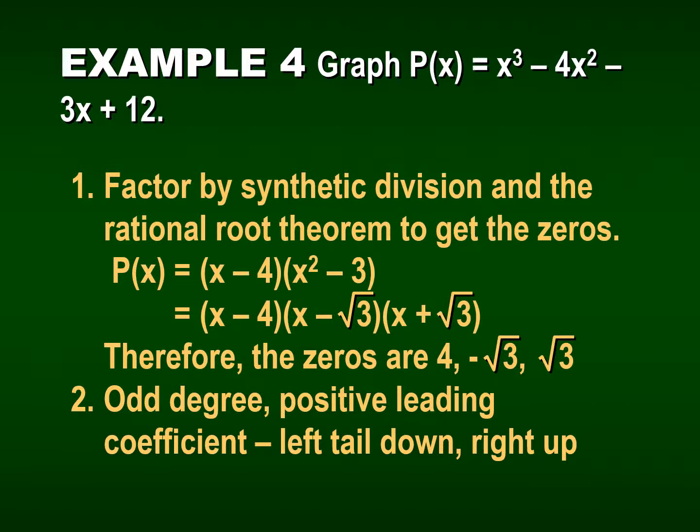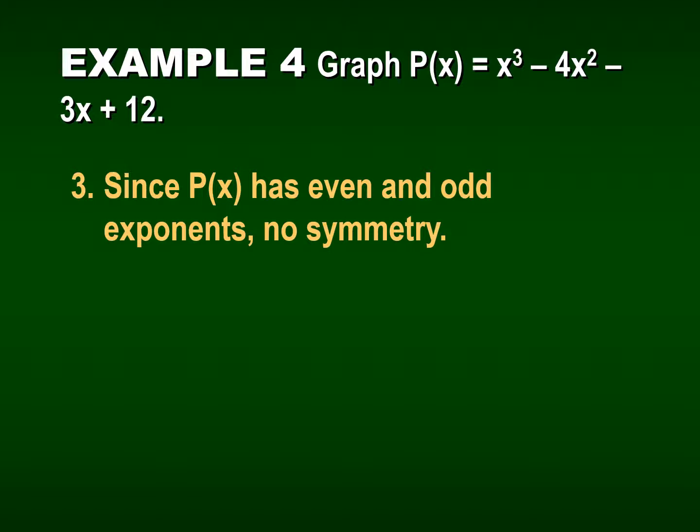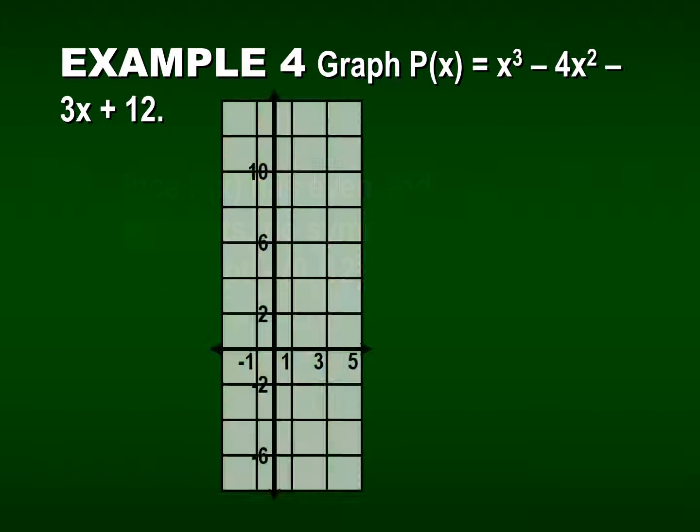Our polynomial is an odd degree because it's degree 3 and it has a positive leading coefficient, which means the left tail goes down and the right tail goes up. Since our polynomial has even and odd exponents, there's no symmetry. We do know that our y-intercept is 0, 12. Remember, to find the y-intercept, we let x be 0. So the y-intercept is sometimes easy to find.